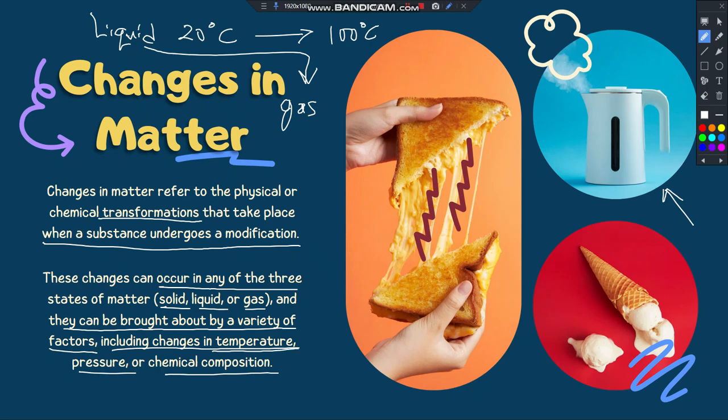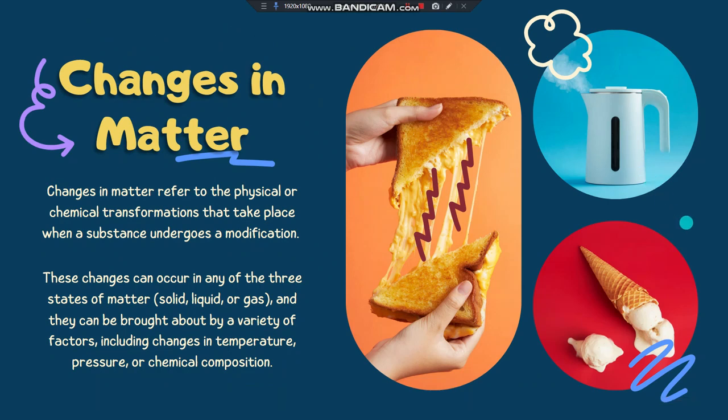So a change in matter is simply a physical or chemical transformation that occurs when a change in conditions like temperature, pressure, or chemical composition occurs. You can see that same thing happening over here to this cone of ice cream. The temperature shifted, and so the state of matter of the ice cream changed from solid to liquid.